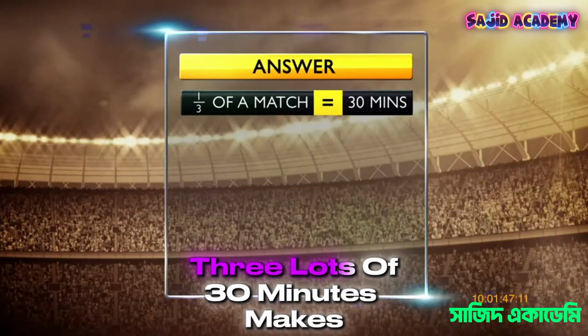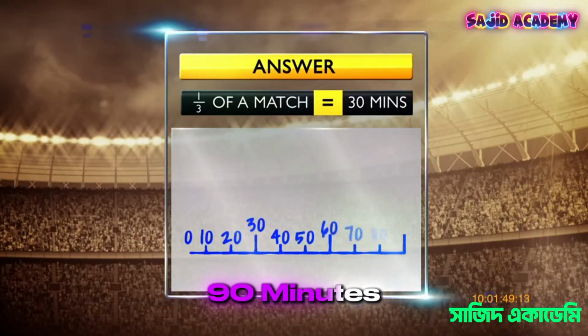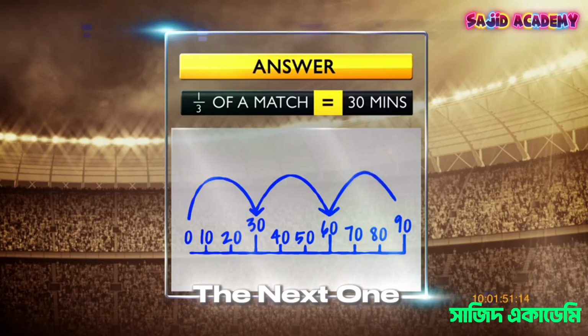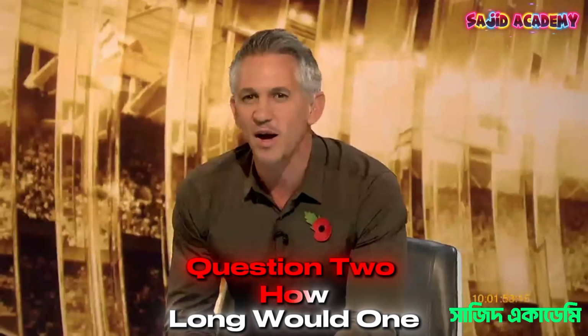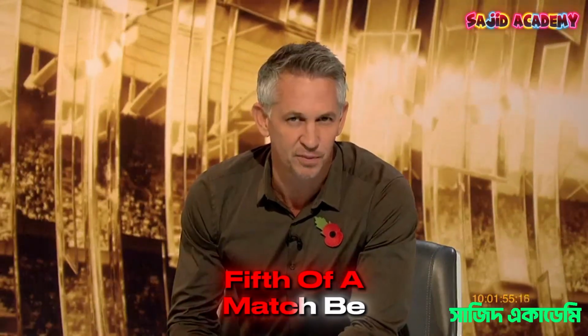One third of a match is 30 minutes. 3 lots of 30 minutes makes 90 minutes. Let's see how you do with the next one. Question 2. How long would 1/5 of a match be?